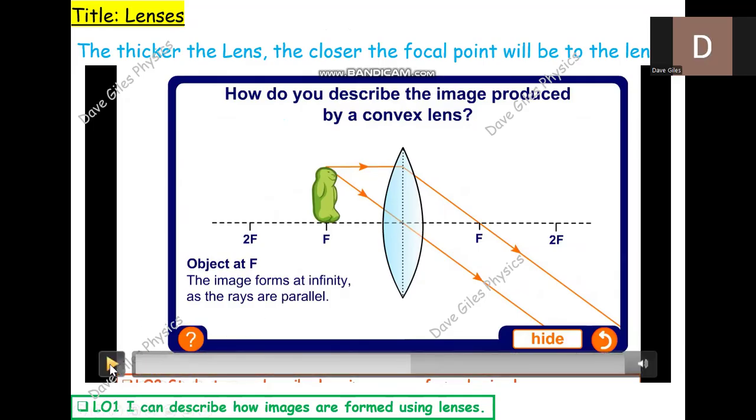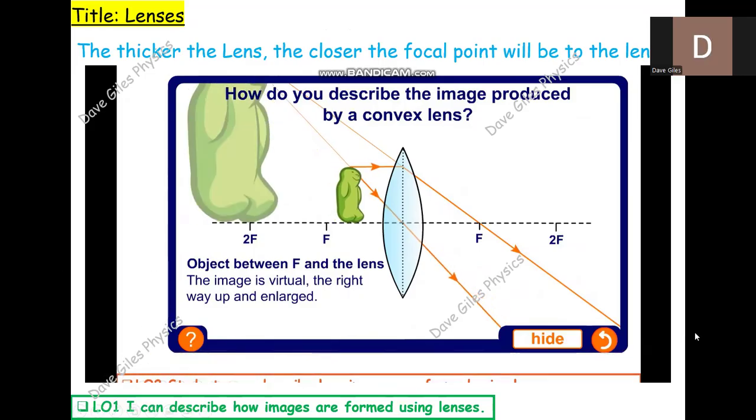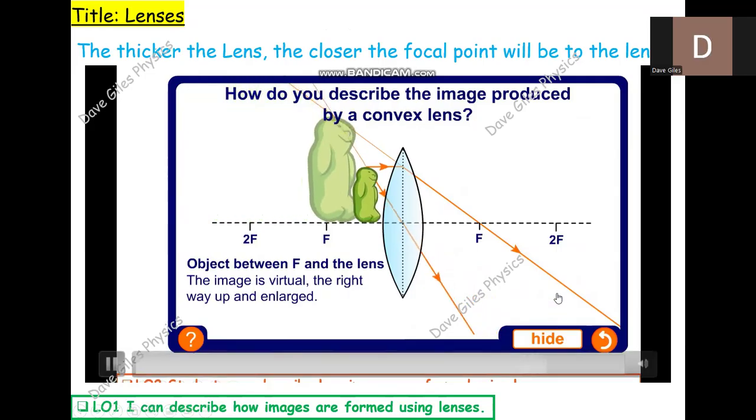Okay, and then as we go between the focal point and the lens, the image is virtual, the right way up, and it is enlarged. And it is on this side of the lens. And one thing to point out is if it's on this side of the lens, then it is virtual. If it is on this side of the lens, then it is a real image.